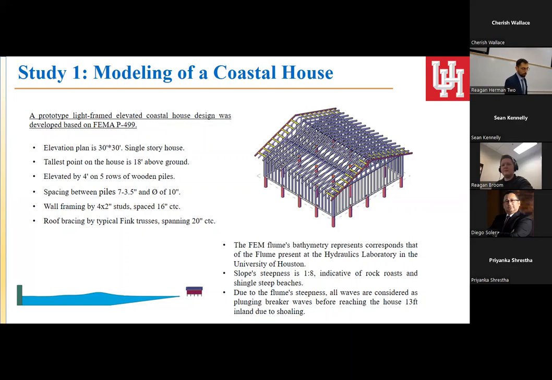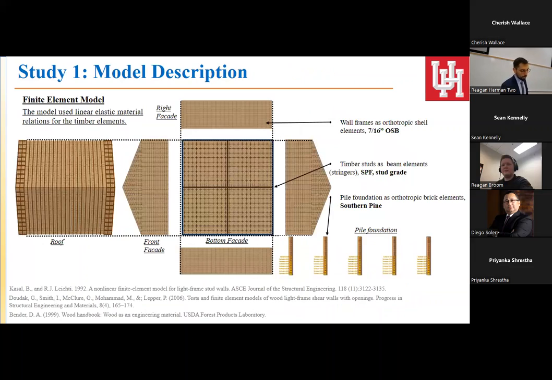Now, since we have the house, we have to describe a wave. The bathymetry of the finite element flume corresponds to that of the flume at the hydraulics laboratory at the University of Houston, where we will also be conducting some experiments. It should be noted that the flume's slope is kind of steep, it's 1/8, which is indicative of rocky coasts and steep beaches. Thus, all solitary waves are expected to break, and we can see that before reaching the structure, which is situated 13 feet inland. Okay, moving forward.